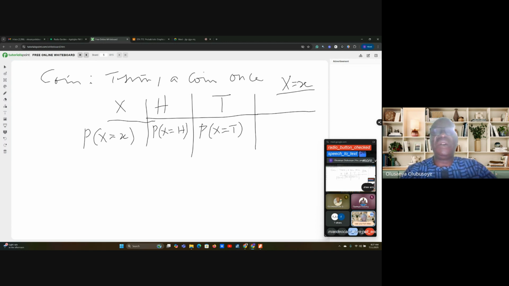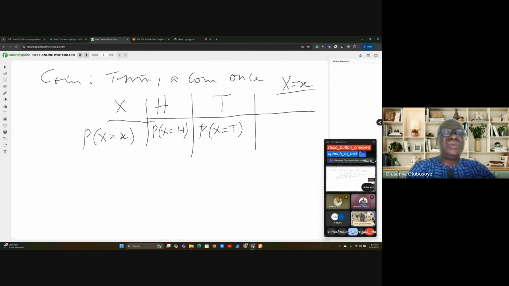So x capital represents the random variable. So random variables are represented by capital letters. And the small letters represent the realization of that experiment.